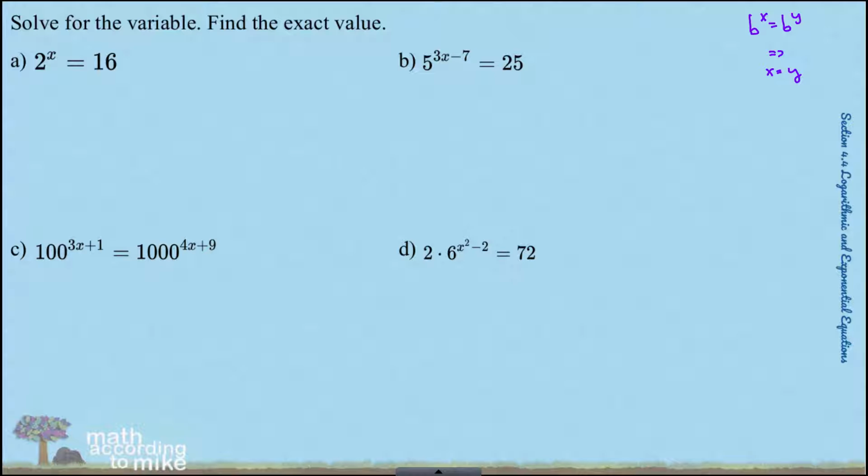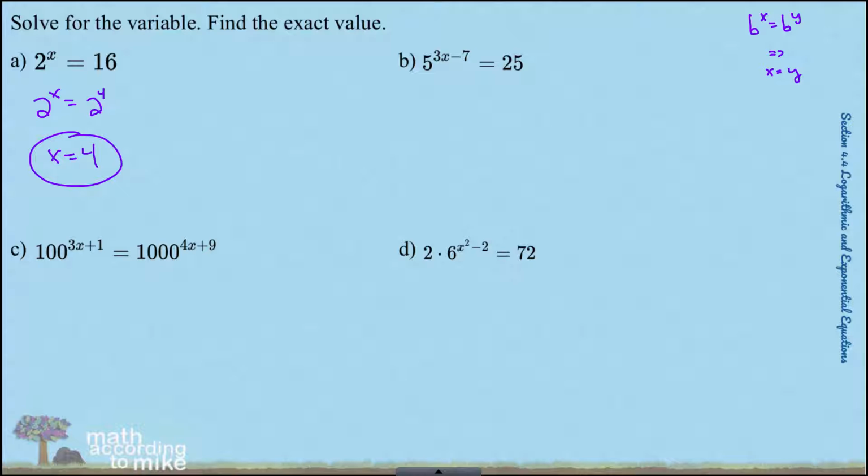So in part A, we could write 16 as a base of 2, namely 2 to the 4th. So because we have two things of the same base on both sides of the equation, we can set the exponents to be equal. That means x equals 4. The goal, again, for all of these is to get both sides to be the same base.